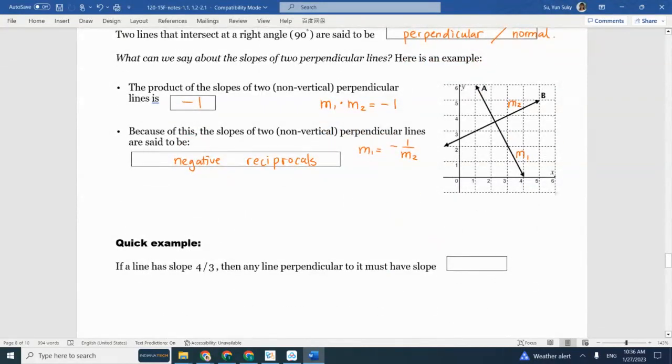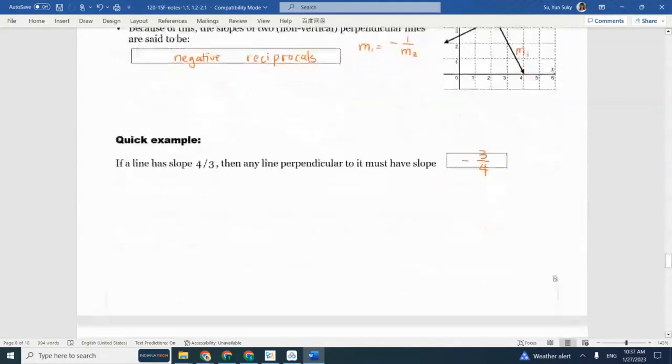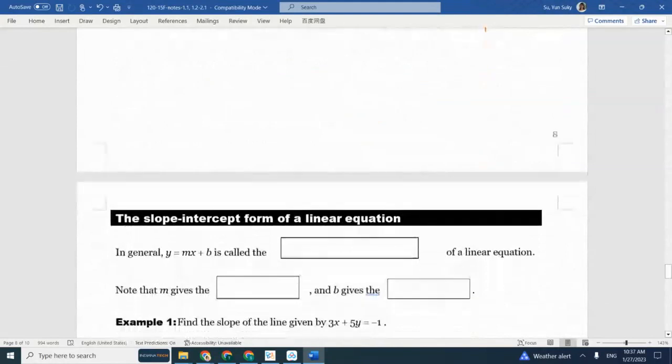Quick example. If a line has slope 4 over 3, then any line perpendicular to it must have slope negative 3 over 4, right? Yeah, negative reciprocal. So negative 3 over 4. Yes, everybody? Okay. All right.